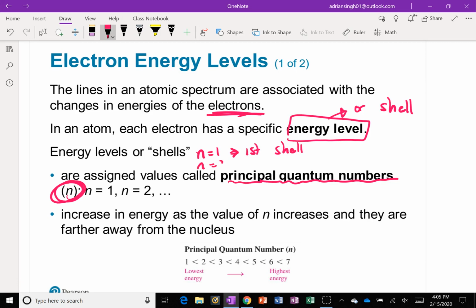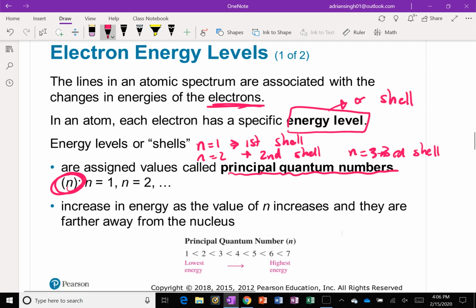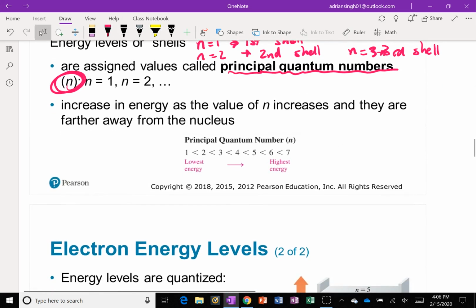n equals 2 is the second shell or second energy level. n equals 3 is the third energy level or the third shell. n equals 4 is the fourth shell, etc. So it's pretty simple. The n value just tells us the energy level or the shell that we're dealing with.